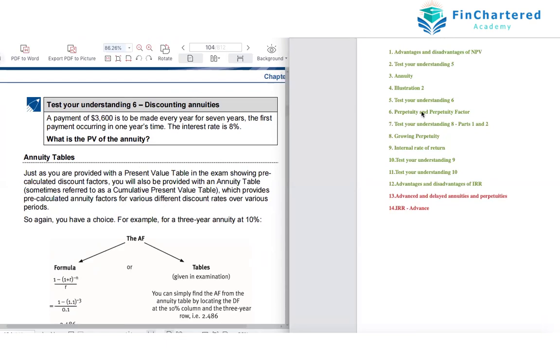Test your understanding 6. A payment of 3,600 is to be made every year for 7 years. So it's definitely an annuity. The first payment occurring in one year's time. Okay, easy. 1, 2, 3, 4, 5, 6, 7 years. What is the present value? So 3,600 into the annuity factor at 8%. Very good, Osama. That's right. Anjana, yes, that's right.